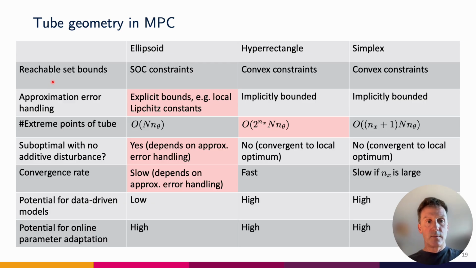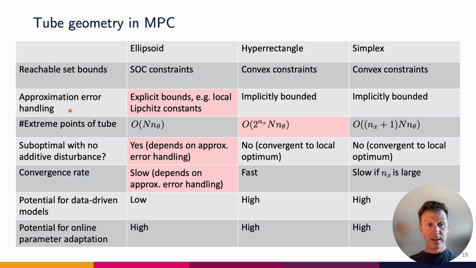First of all, in terms of the constraints which define reachable set bounds, for ellipsoidal tubes, these can be formulated as second-order cone constraints, whereas for hyperrectangular and simplex tubes, it depends on the form of DC model approximation that you're using. So if you have a polynomial DC model representation, these will be convex polynomial constraints, whereas if you have a DC neural network model representation with ReLU activation functions, these will be piecewise linear constraints.